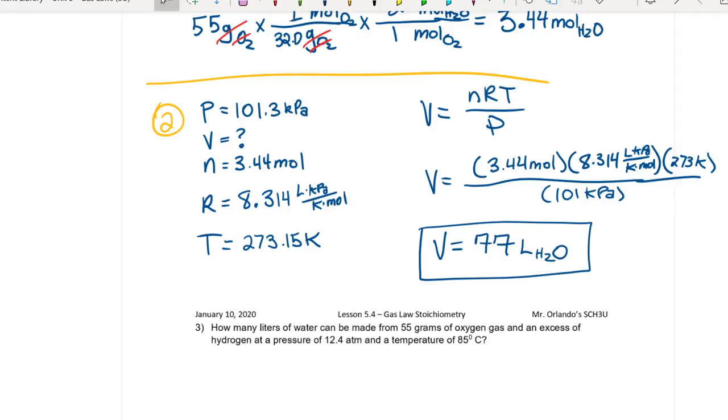Millimeters of mercury. You know what? Sometimes you hit me in the face, hit me with the balloon, sit down, and do your work.